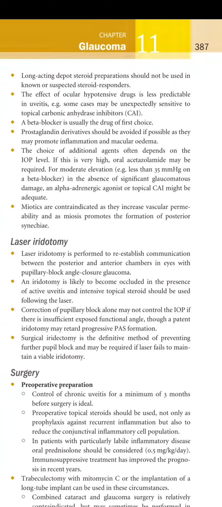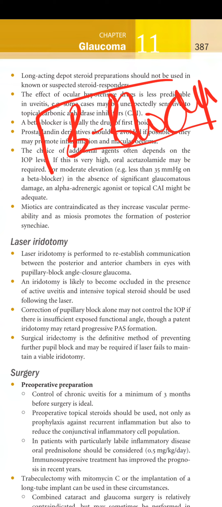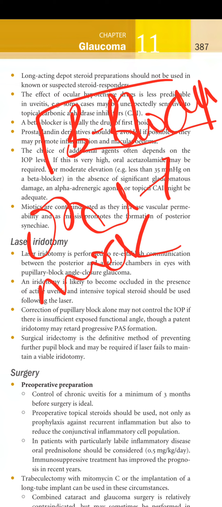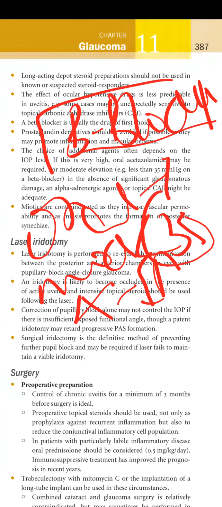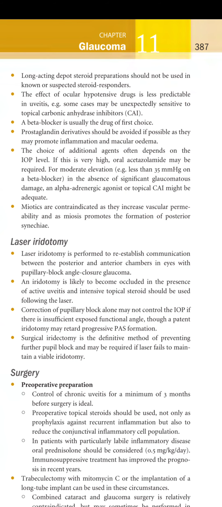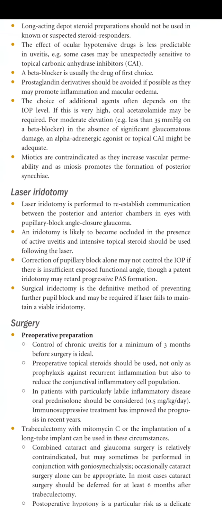So the first line of treatment is a beta blocker. If the IOP is still very high, then oral acetazolamide may be required. But if there is a moderate elevation, like less than 35 mm, we can give an alpha adrenergic agonist or carbonic anhydrase inhibitor. Miotics are contraindicated as they increase vascular permeability, and as miosis promotes the formation of posterior synechiae.